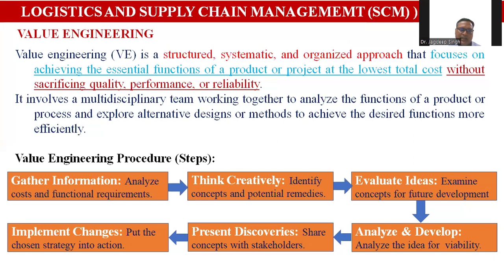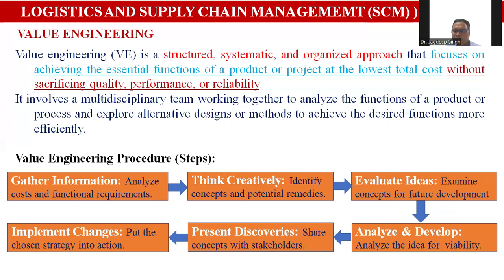It involves a multidisciplinary team working together to analyze the functions of a product or process and explore alternative designs or methods to achieve the desired functions more efficiently. What are the steps involved in value engineering process? So first step is gathering information, analyze cost and functional requirements. Second is think creatively. So identify concepts and potential remedies.